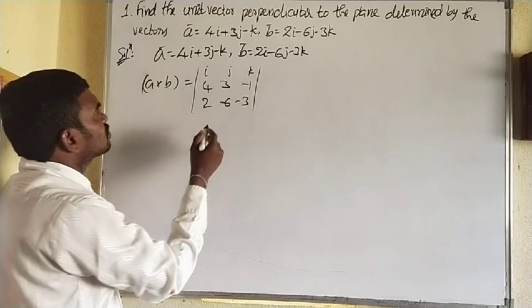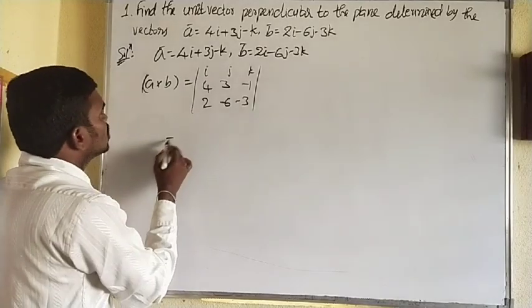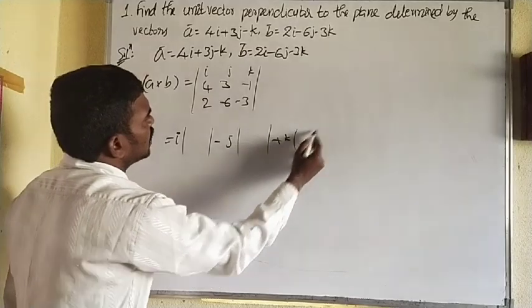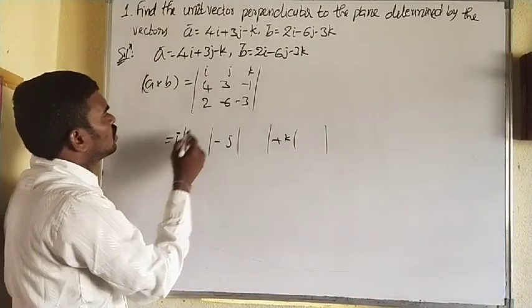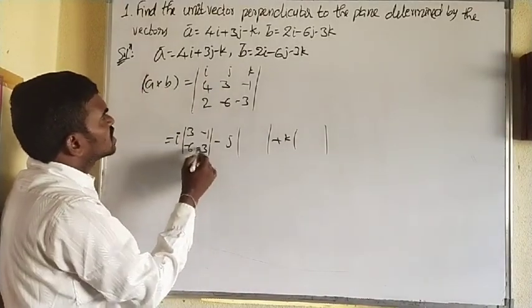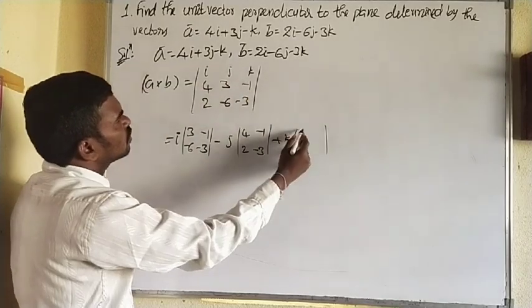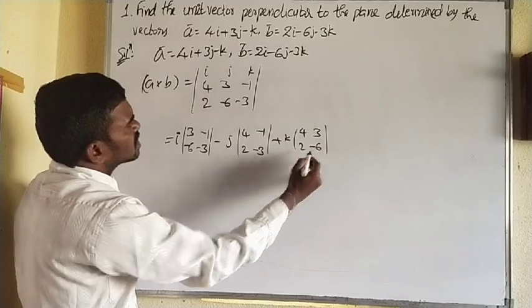Simplifying this. So how can we simplify? It is i into, next minus j into, plus k into. Okay, i into (3 into minus 3) minus (minus 1 into minus 6), j into (4 into minus 3) minus (minus 1 into 2), next k into (4 into minus 6) minus (3 into 2).